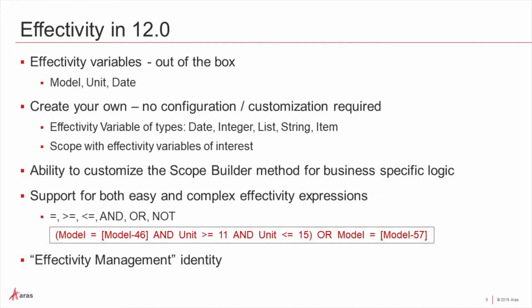The types of effectivity variables we support are date, integer, list, string, and item type effectivities. For example, if we compare what we provide, date is date-based effectivity, unit is integer-based effectivity, and model is item type effectivity. The list of models we read for effectivity are created via the instances of an item type called model.